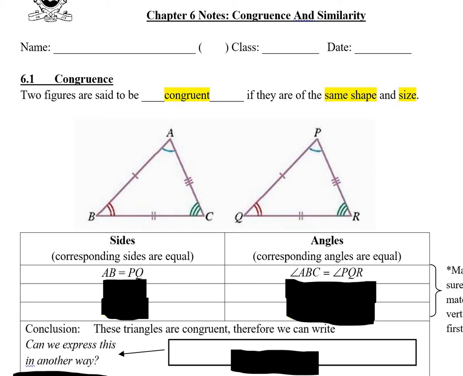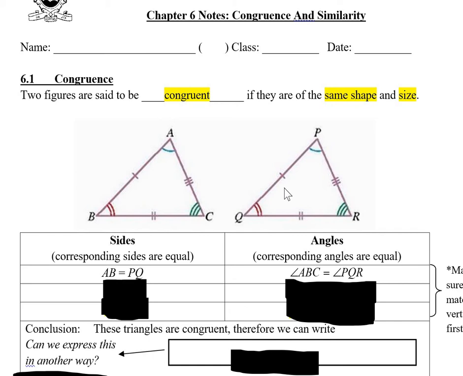Chapter 6, Congruence and Similarity. And we will start with 6.1, Congruence. Now, two figures are said to be congruent if they are of the same shape and size. So what's the meaning of congruent? It means that they are exactly the same. Therefore, over here, I've also highlighted exactly of the same shape and size. So make sure you highlight these three sets of keywords.